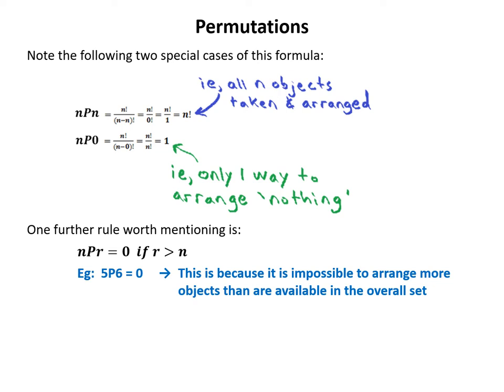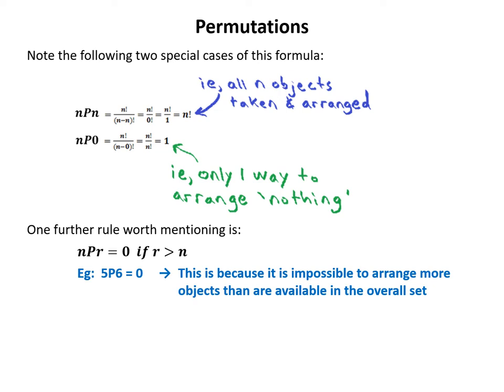Now remember, we needed a rule for this, and this is one of the reasons that we needed the rule for 0 factorial. So 0 factorial being defined as 1 means that nPn just works out to be n factorial over 1. And so nPn equals n factorial. In other words, if you take all of your n objects and arrange them all, then the number of permutations simply equals n factorial.